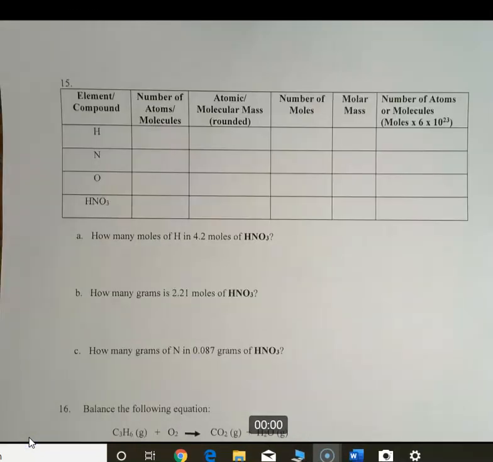Okay, so now we're on to number 15. This is one of the tables we used early on in the course just to get a concept of how you put atoms together to create molecules, how you determined atomic mass, and then ultimately molar mass, which is what we work in. And then sometimes you do want to know the number of particles that you have that you're working with. So let's go ahead and fill this out.